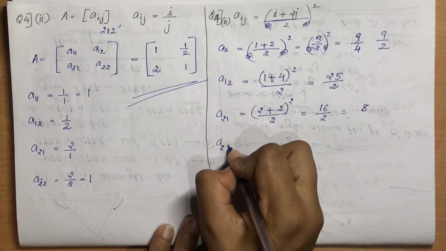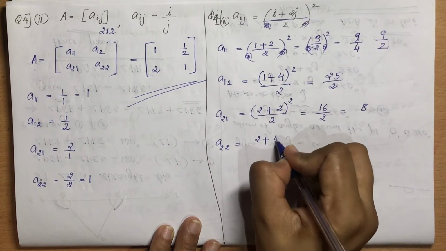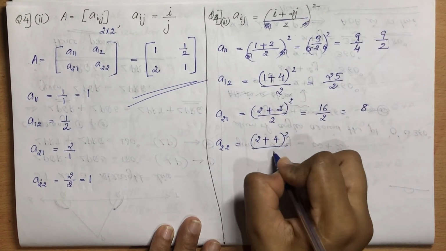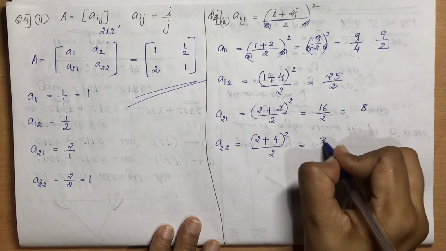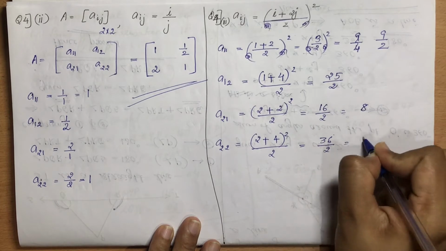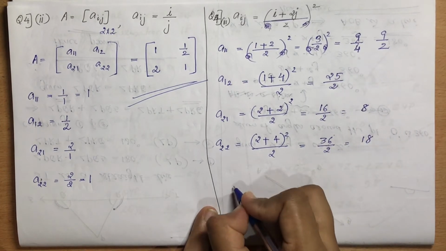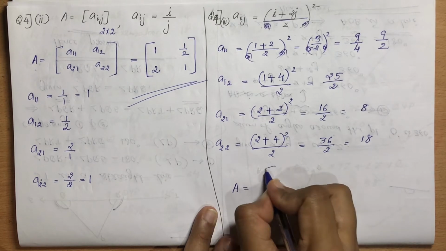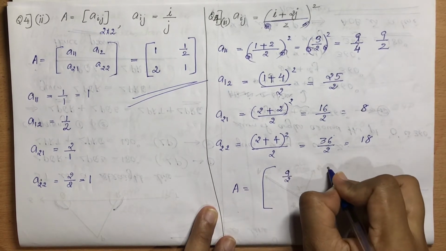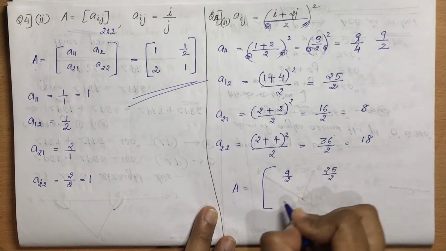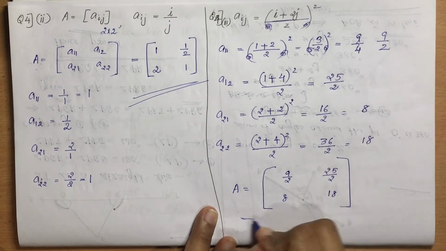Next A22. A22 means 2 plus 2 into 2 is 4. The whole square by 2. 4 plus 2 is 6. 6 square is 36 by 2. 36 by 2 is 18. So we can write the matrix A equal to A11 is 9 by 2, 25 by 2, 8, 18. This is the required matrix.